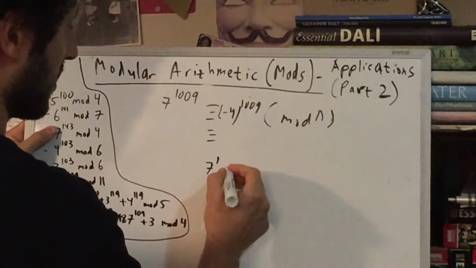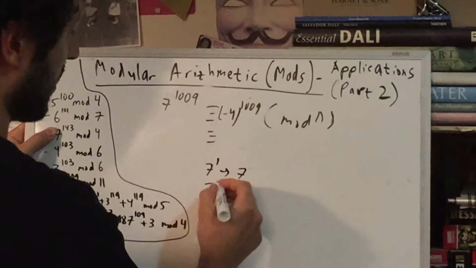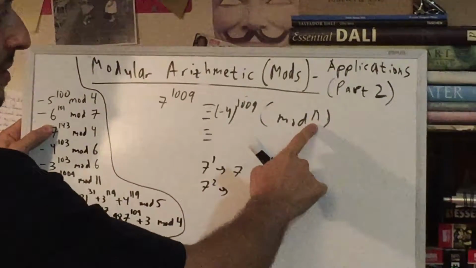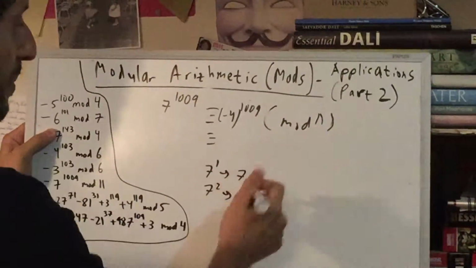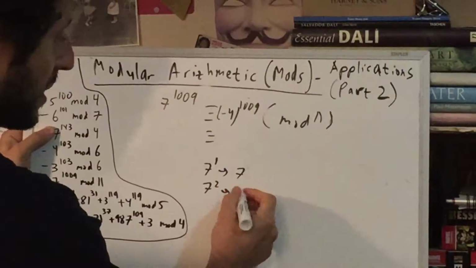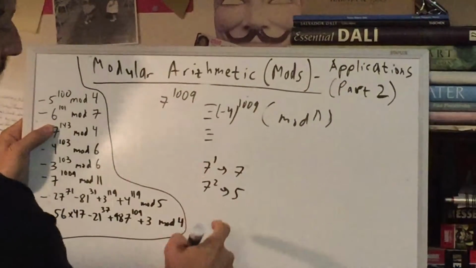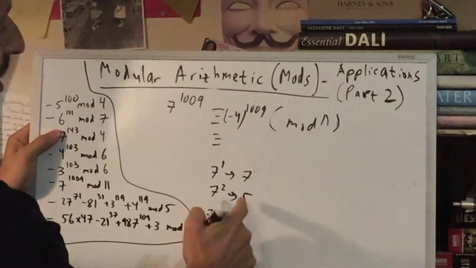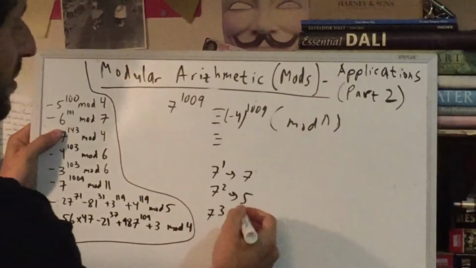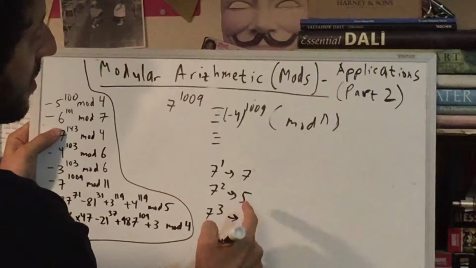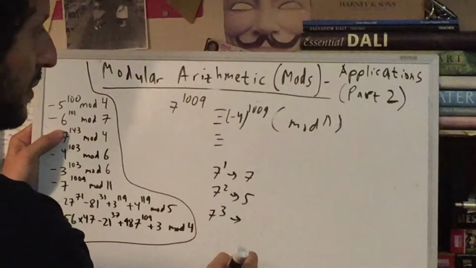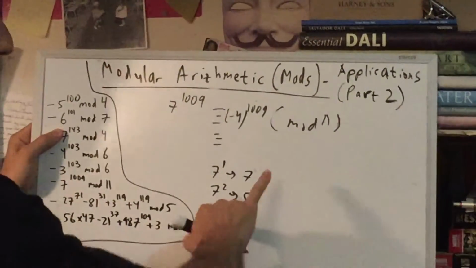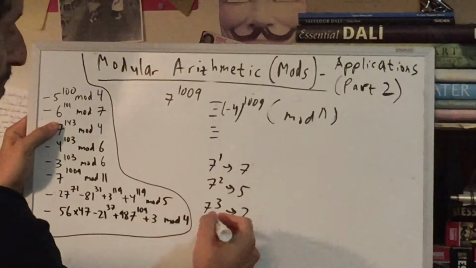7 to the 1st is just 7. 7 squared is 49. 49 mod 11, or 49 divided by 11, leaves a remainder of 5, because 44 plus 5. So now, for 7 cubed, rather than actually cube 7, let's multiply 5 by another 7, so that's 35. 35 divided by 11 leaves a remainder of 2. So 7 cubed mod 11 is 2. So we're just hunting for a pattern.